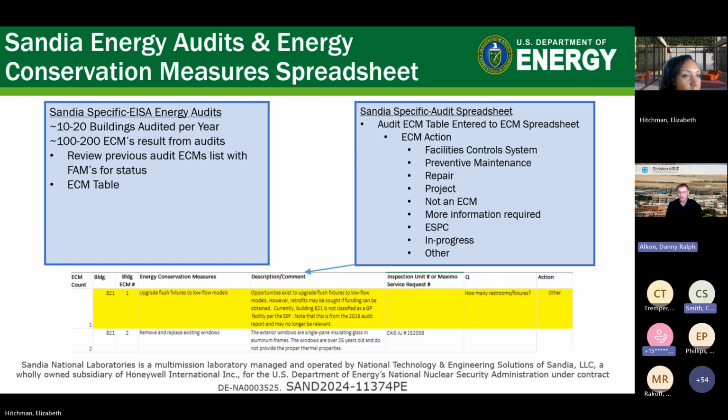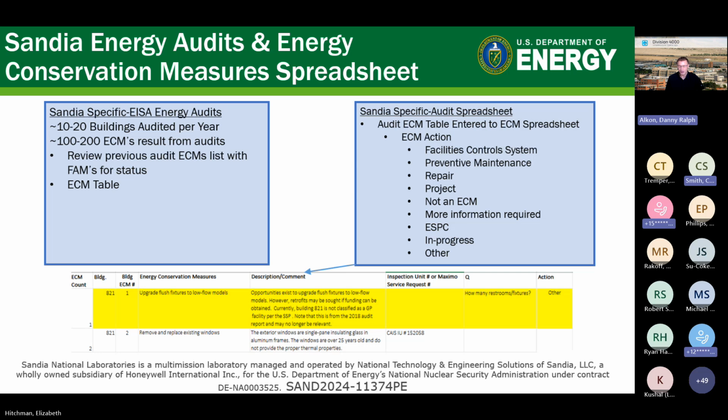One of the first things we do in our audit kickoff meeting that we have with our team, and the team includes a building manager, energy, electrical engineer, mechanical engineer, and an architect, and an energy engineer like myself. We go over what has been completed over the last 4 years and what ECMs can be removed, and the status of any ECMs that have happened during the previous audits.